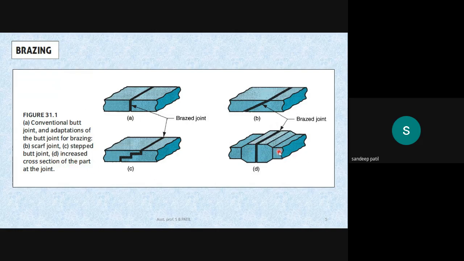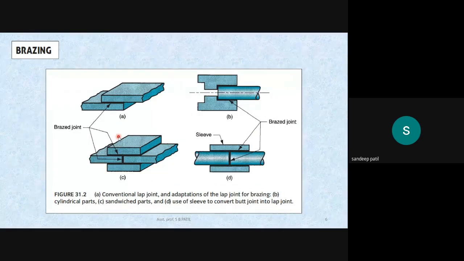Here the cross section is different at this part, different at this part, and different at this part. So this particular joint is different. All these are the brazed joints. Here is also another figure of a conventional lap joint, which is done by brazing. If we do not use brazing, we can go for resistance welding. So instead of resistance welding, you can go for brazing. So this kind of brazing is the braze joint. For B, that is the cylindrical parts, the brazing is done at this part.